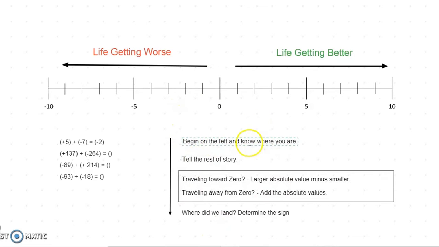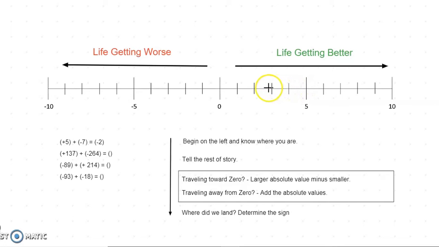As usual, we start on the left and orient ourselves. We have to know where we're beginning. So that's here at positive 5. Then we tell the rest of the story, which is to say that while there are 5 air fresheners in the room right now, the story goes on to say we're going to put 7 stinky socks into the room. Life is getting worse. So we're starting here and we're traveling to the left.